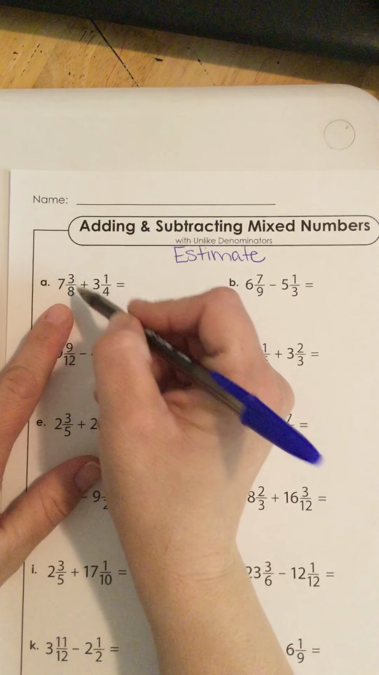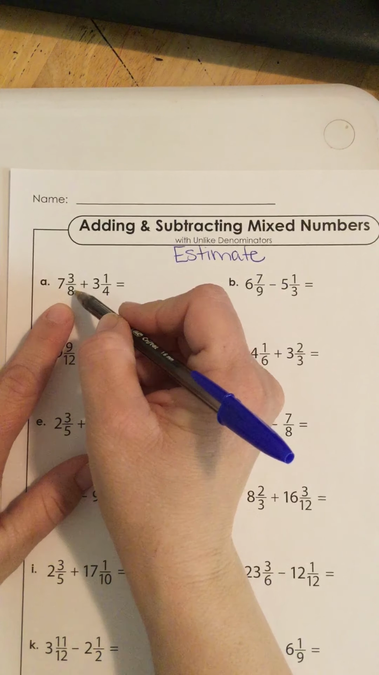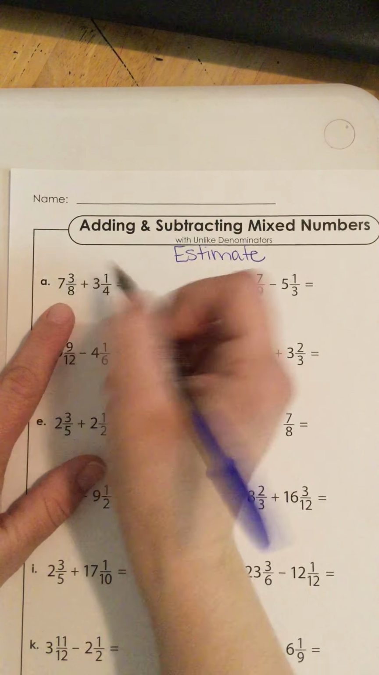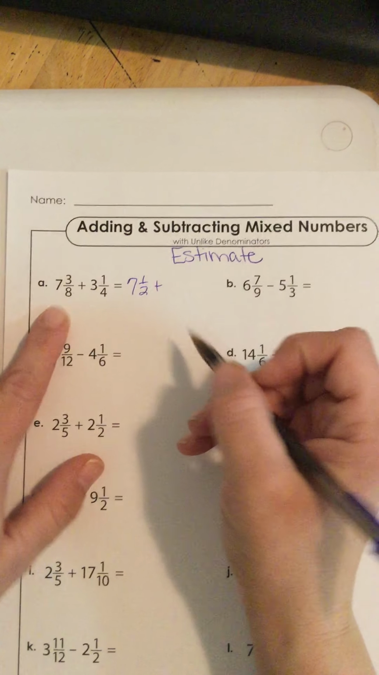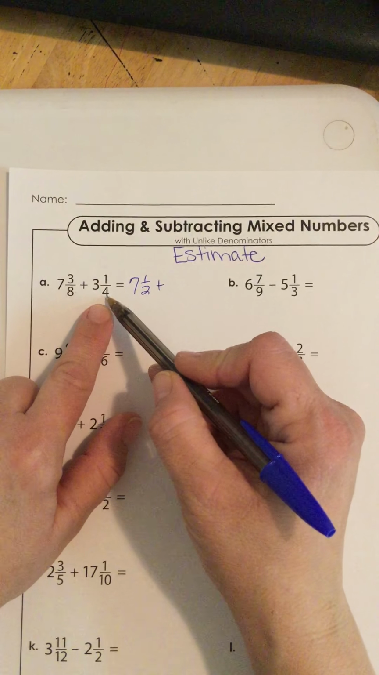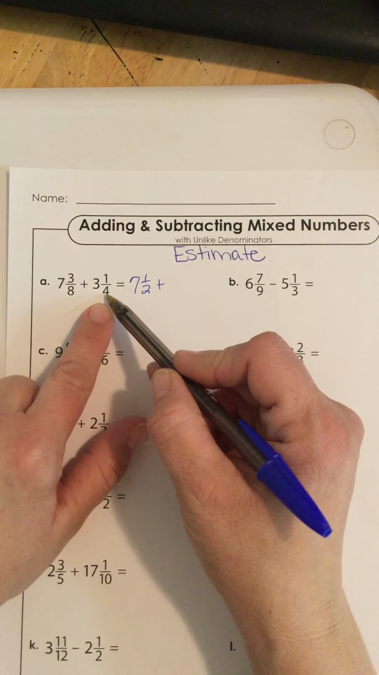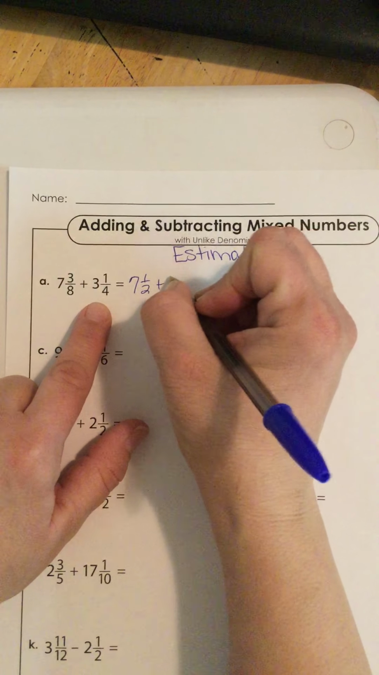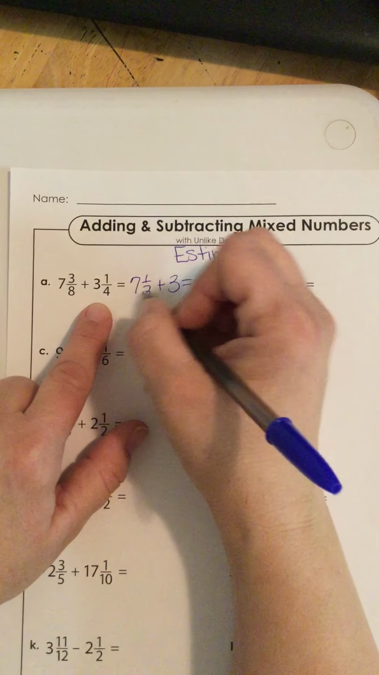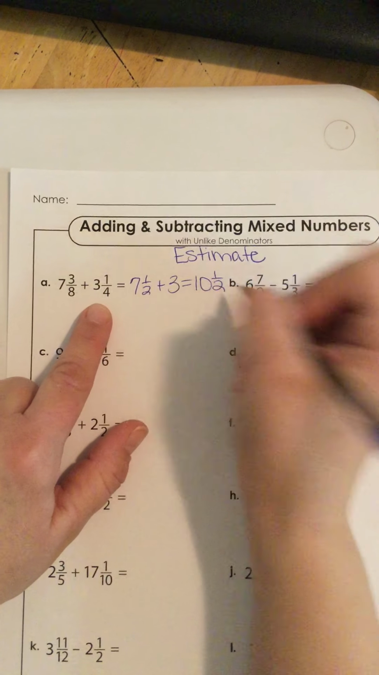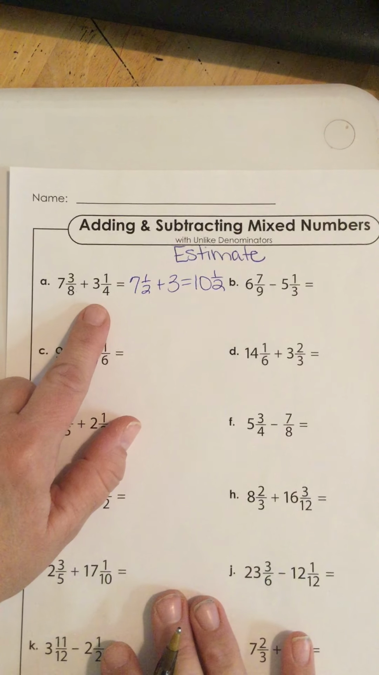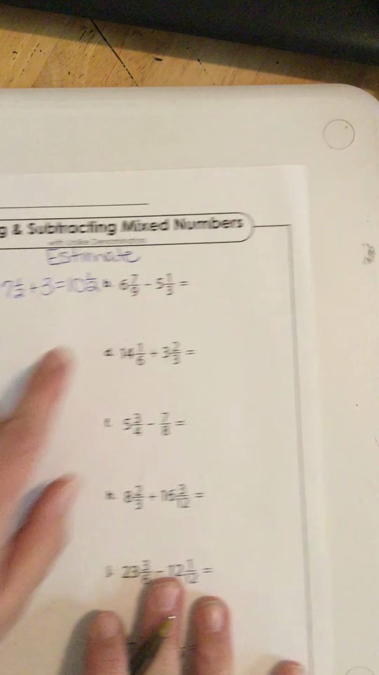Okay. So 3 over 8 is about half, right? Half of 8. So this is going to be 7.5 plus 3 and 1/4. 1/4 is closer to 0, so we're just going to add 3. So 7 plus 3 is 10, and then 1/2. Okay, not much different, not much harder.